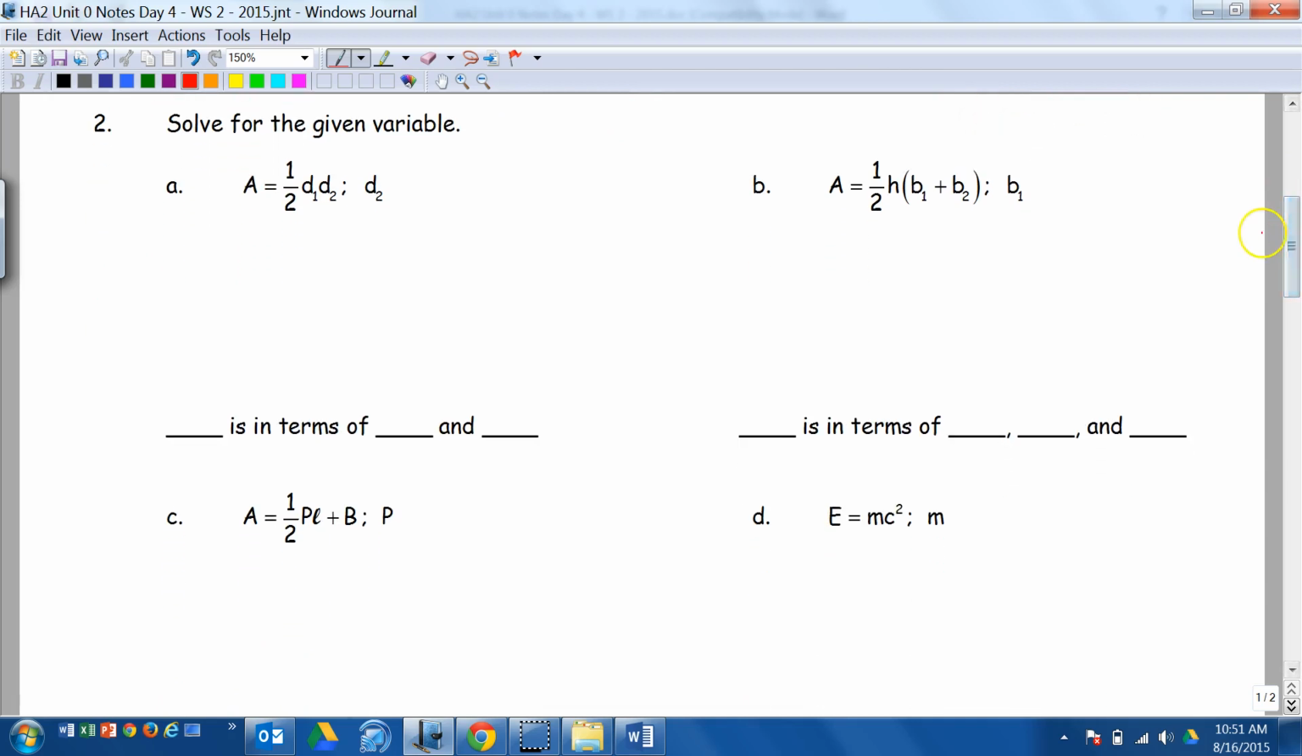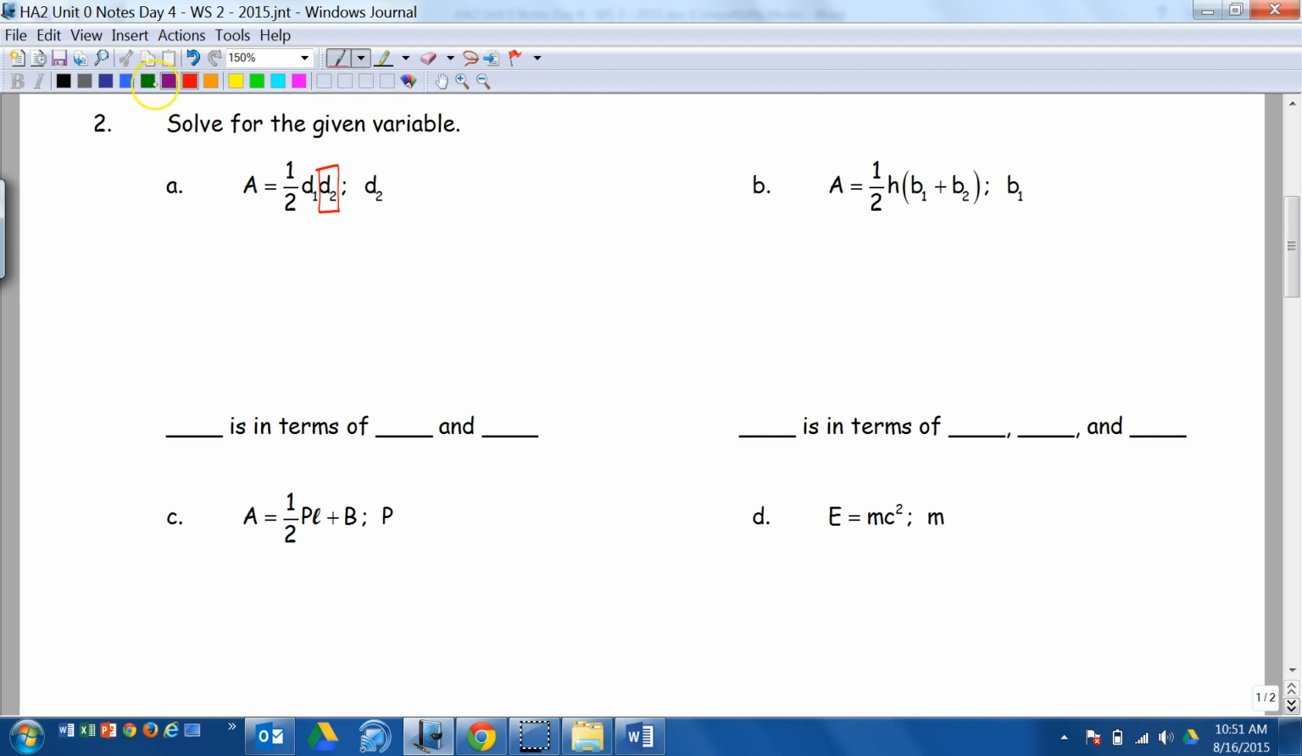Solve for the given variable. I want you to solve for diagonal 2. Now the first thing you should note about this equation is, and hopefully you guys remember, I believe this is the area of a rhombus and a kite. It's been a while since I did geometry. Yeah, I think rhombus and a kite. You need to notice how everything's being multiplied together. So you kind of just have to do the opposite. There's no adding or subtracting.